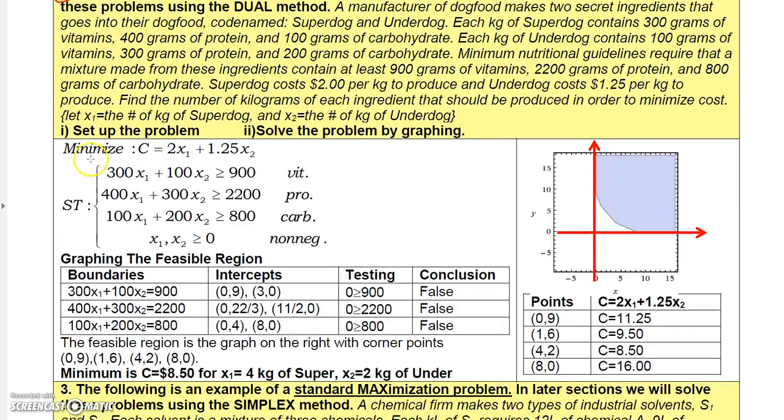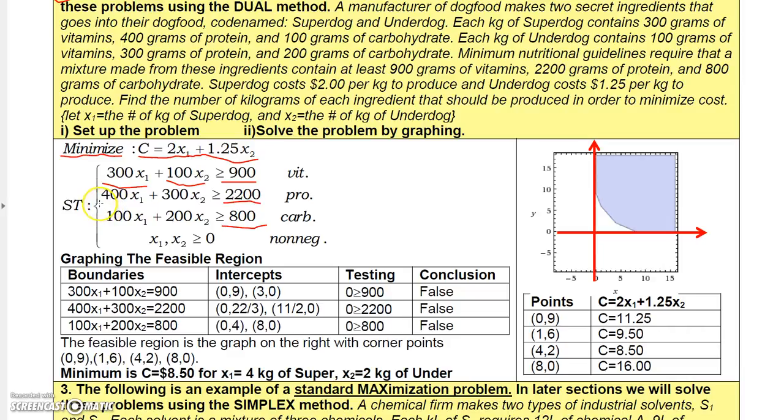But what you're going to find out on this problem is we want to minimize cost, and cost is $2 times x1 plus $1.25 times x2, and you've got to have the minimum daily requirements of 900 units of vitamins, 2200 units of protein, and 800 units of carbohydrates. And so if you read the problem, you'll see that you get 300 units per each unit of x1 and 100 units of vitamins per each unit of x2. So that's your total vitamins, and that has to be greater than or equal to 900.